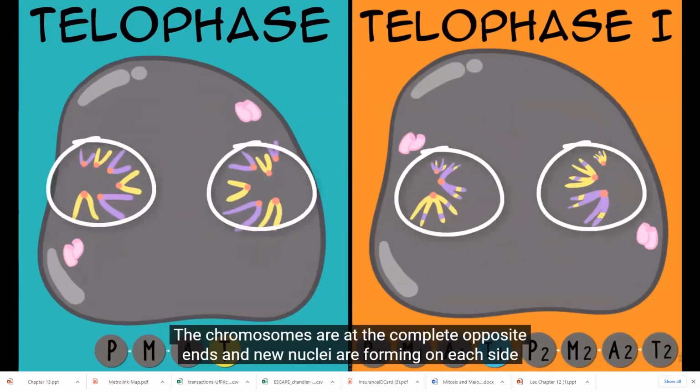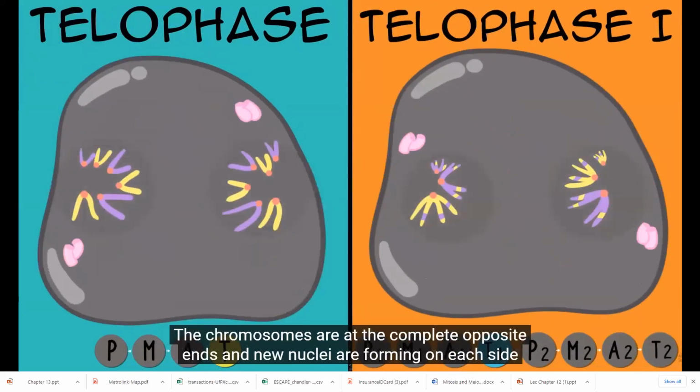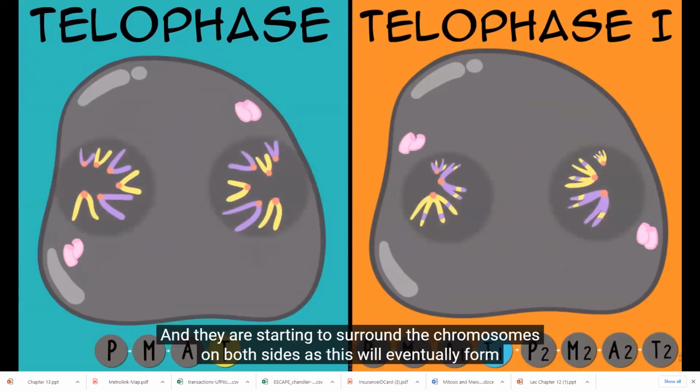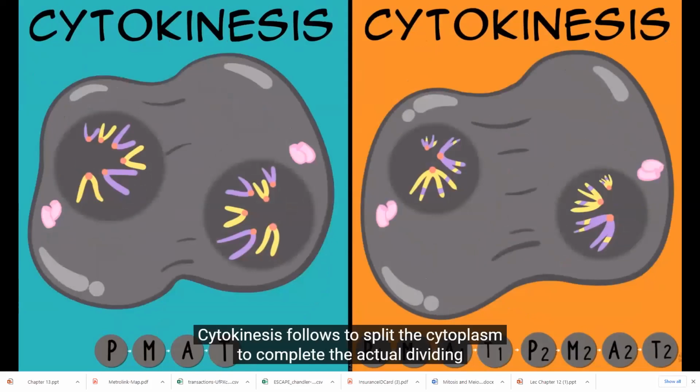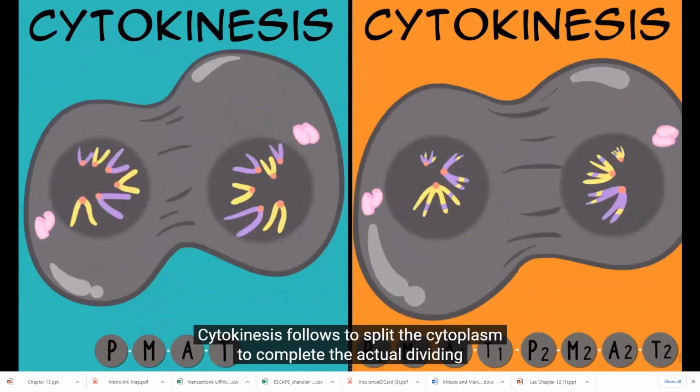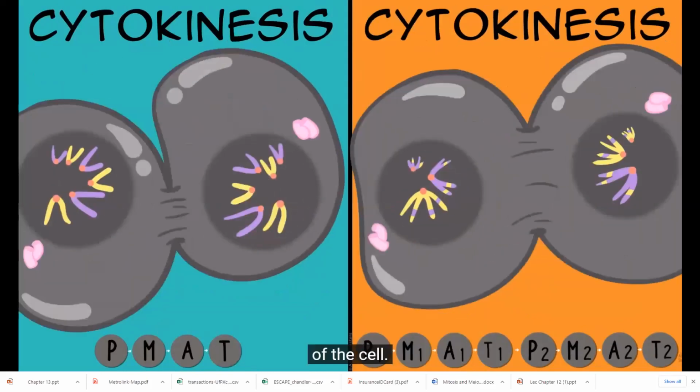The chromosomes are at the complete opposite ends, and new nuclei are forming on each side to make 2 new cells. They are starting to surround the chromosomes on both sides, as this will eventually form 2 cells. Cytokinesis follows to split the cytoplasm to complete the actual dividing of the cell.